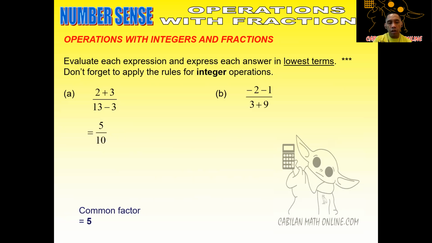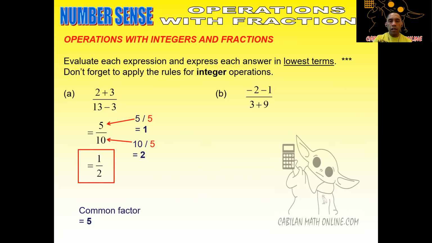So once we find the common factor, we're going to divide the top number by the common factor of 5. So 5 divided by 5 gives me 1. 10 divided by 5 gives me 2. So 5 over 10 in reduced form will be 1 over 2.